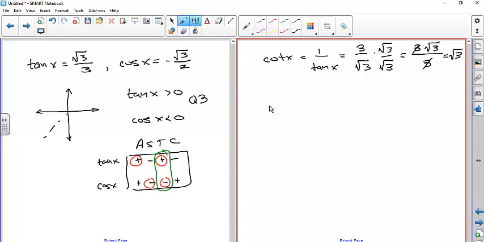Likewise, the cosine is the reciprocal of the secant, or the secant is the reciprocal of the cosine. So there we take the numerator and the denominator and switch those around. Again, we multiply and divide by the square root of 3. So we get negative 2 times the square root of 3 over 3. Square root of 3 times the square root of 3 is 3. So that's the secant.